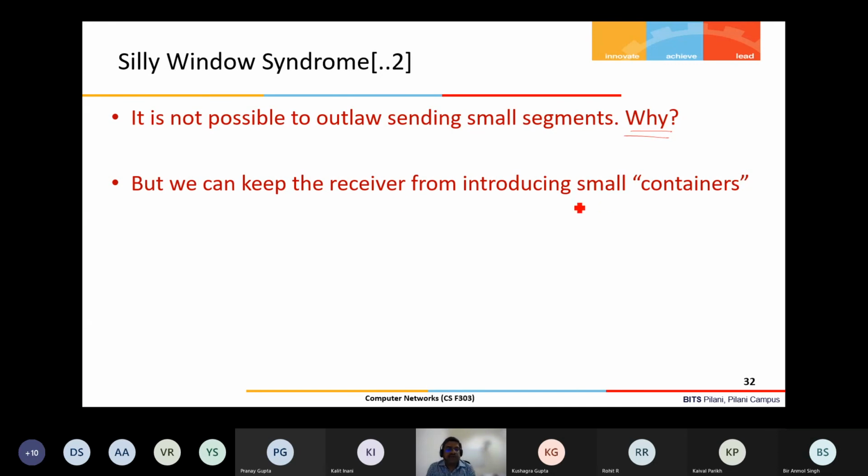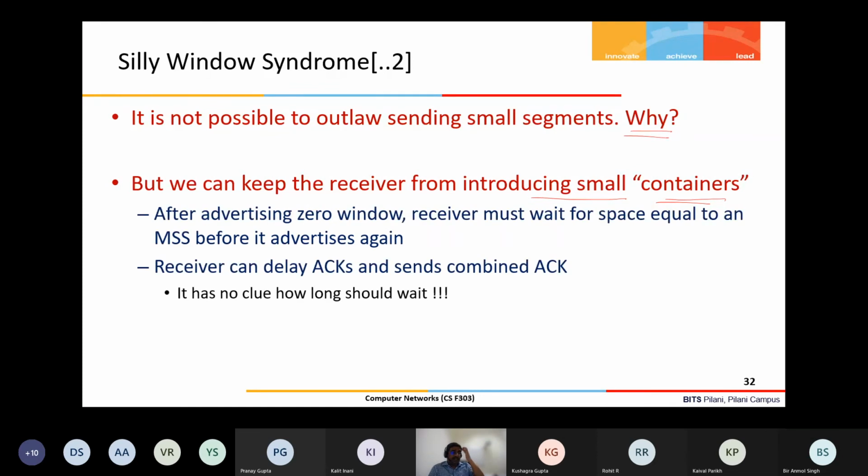But we can keep the receiver from introducing these small containers. Small containers means the receiver is acknowledging just a small segment, and once this acknowledgement is received by the sender, the sender will send just a small segment next time also. Stopping the sender from sending small segments is not possible, for the reason I explained, the application requirement. But the small containers created by the receiver can be stopped. Now how to stop them?